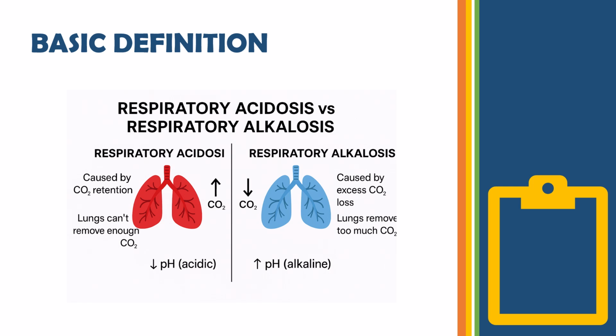Respiratory acidosis is caused by CO2 retention, that is carbon dioxide retention, a condition where the lungs can't remove enough carbon dioxide, which brings down your pH. How is it happening? Because of your cellular metabolism, the byproduct is carbon dioxide. Normally the lungs exhale the carbon dioxide, which maintains the blood pH. But in respiratory acidosis, the lungs are unable to remove the CO2, the carbon dioxide, leading to its buildup in the blood.